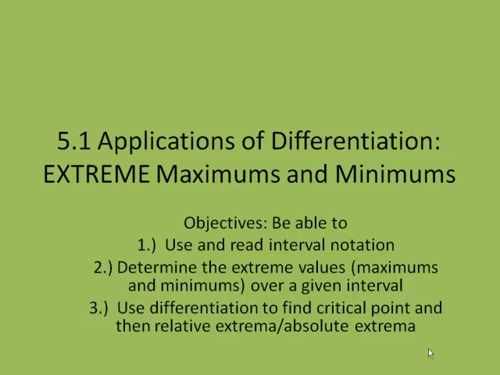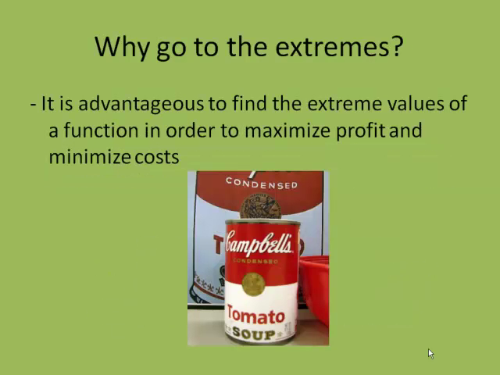So the specific topic that we're learning in Chapter 5.1 is extreme maximum and minimums. You don't have to write these objectives down, but this is where we're headed. So be able to use and read interval notation, determine the extreme values over a given interval. Extreme values, as you're going to learn, are maximums and minimums. And 3, use differentiation to find critical points, and then relative extrema and absolute extrema. And again, you'll learn some of those vocab words in the slides to come.